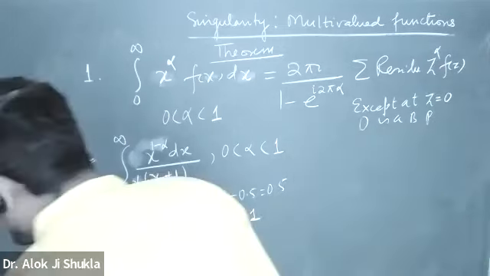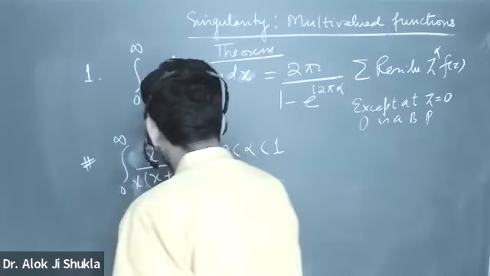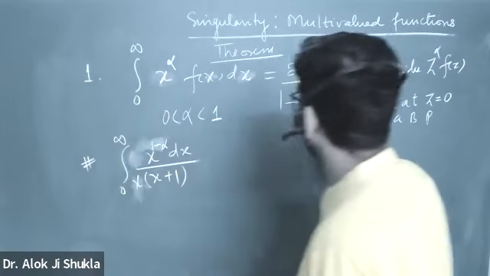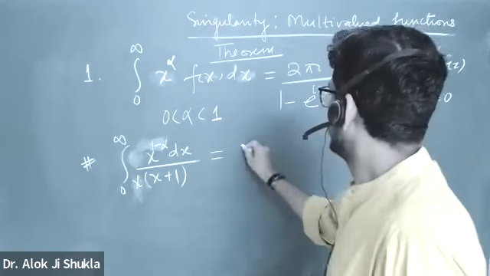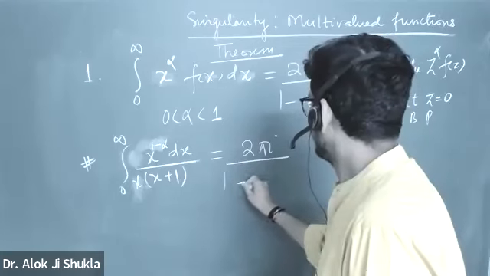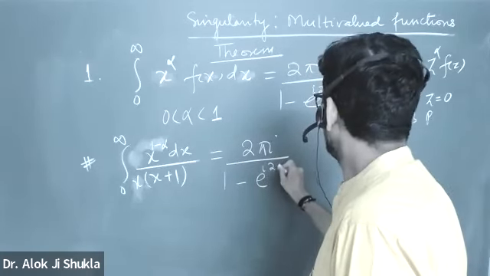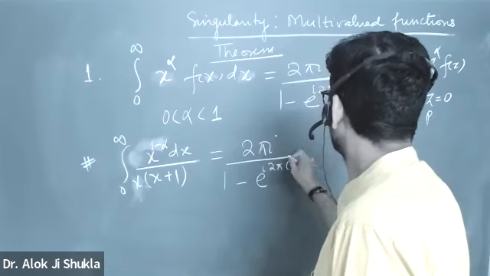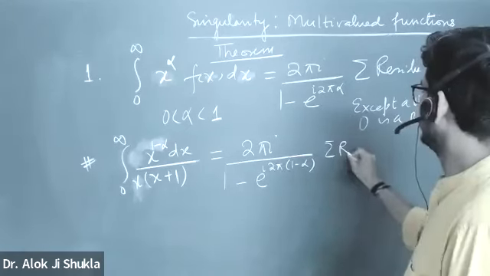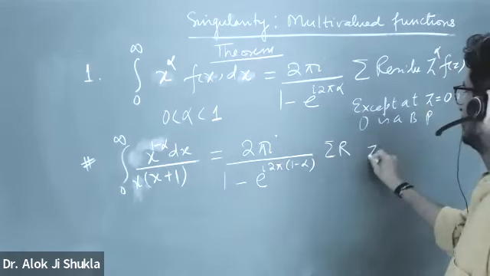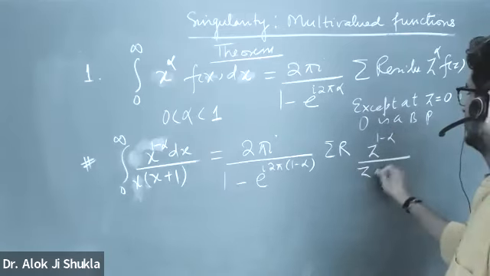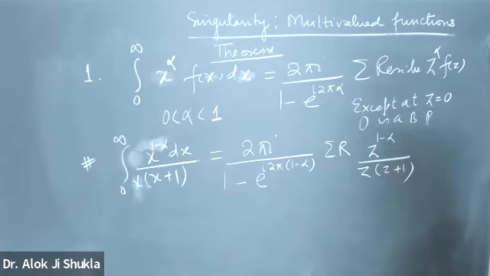so now we are just in the position to apply the theorem. So let us apply the theorem directly. Write: equal to 2 pi upon 1 minus e to the power i 2 pi (1 minus alpha), because our alpha is 1 minus alpha, and sum of residue for z to the power minus (1 minus alpha) upon z plus 1.